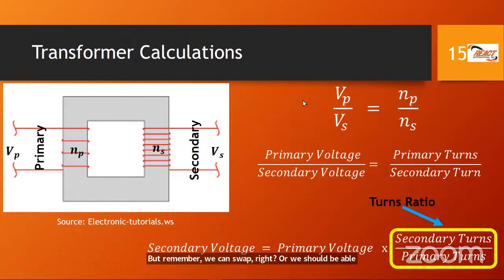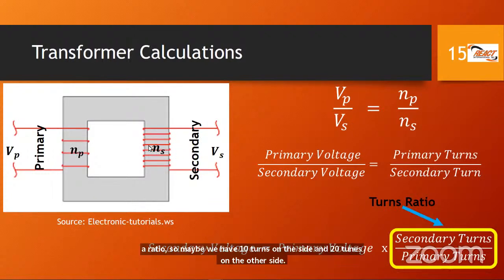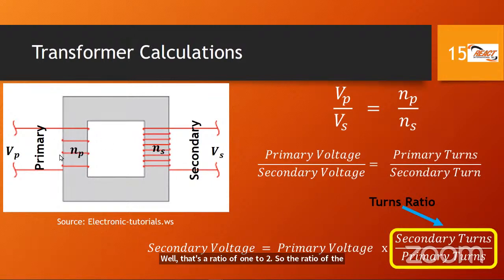And we're just introducing a formula here. It's not necessarily that you learn this per se, but we need to be aware of the property that we talked about. Remember we said that there's a ratio of the number of turns of the coil on one side versus the other. So maybe we have 10 turns on this side and 20 turns on the other side. Well, that's a ratio of 1 to 2. So the ratio of the turns of the coil, 1 to 2, is also the same ratio as the voltage. And that's what this formula is saying here. The primary voltage over the secondary voltage is equal to the number of turns on the primary side over the number of turns on the secondary side. So it's the same ratio of the voltage to the number of turns.